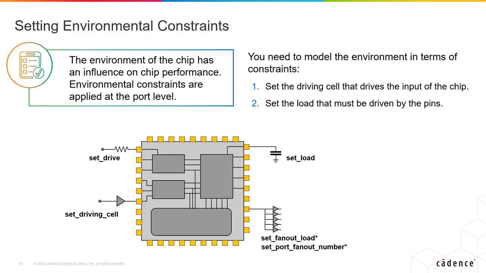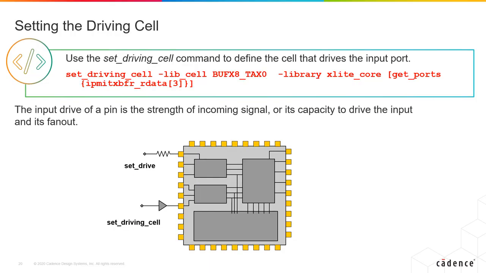For example, how much load can an output drive? Or what is the driving cell that is driving your input pins? Both must be specified for your design to work properly. If you know what specific cell is driving the input of a pin, then you can set that using the set_driving_cell command. By defining the driving cell, you're defining what the strength of the incoming signal is, or its capacity to drive the input and the fan-out of that input pin.